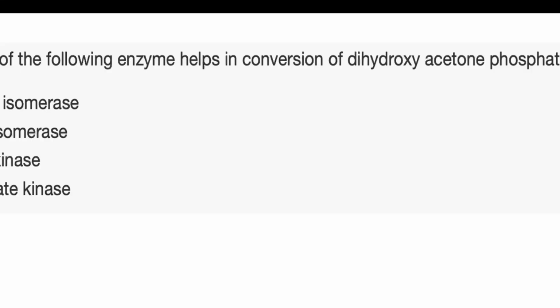These are some of the enzymes which may or may not be in glycolysis, but you have to find out the enzyme that is involved in this particular step, the dihydroxyacetone phosphate to glyceraldehyde 3-phosphate conversion.